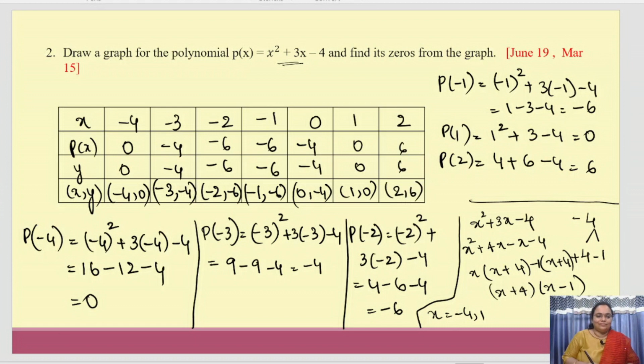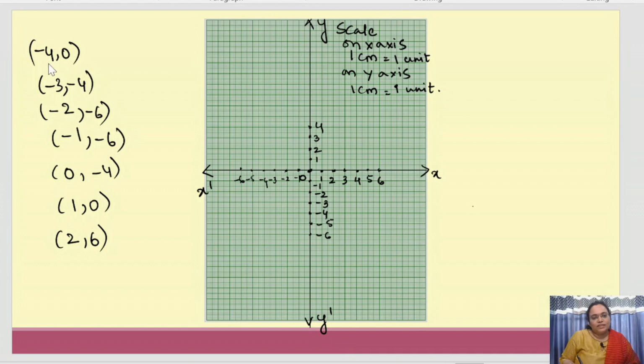Okay. Now let us plot the graph. So the first point is minus 4 and 0. Minus 4 on the x-axis and 0 on the y-axis, which is here. The next one is minus 3 and minus 4. Minus 3 on the x-axis and minus 4 on the y-axis, which is here. The next is minus 2 and minus 6. Minus 2 on the x-axis and minus 6 on the y-axis, which is here. And the next one is minus 1 and minus 6. Minus 1 on the x-axis and minus 6 on the y-axis, which is here.